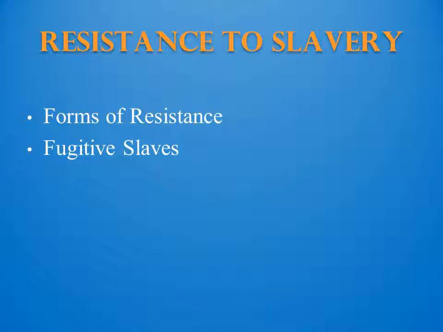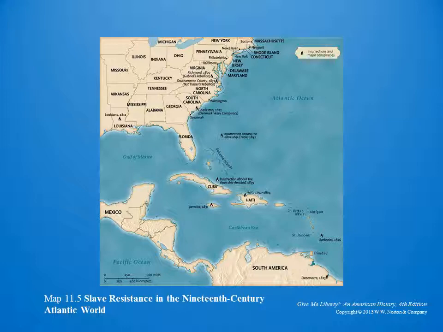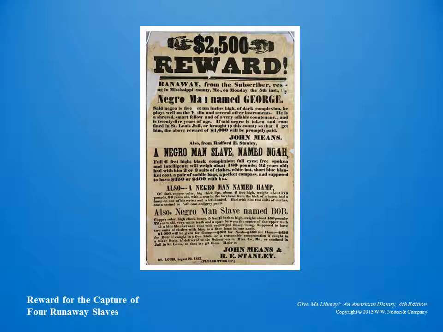There was a very loose organization of sympathetic black and white abolitionists that organized the Underground Railroad and helped slaves to run away. You can see here a map of slave resistance in the 19th century in the Atlantic world. Instances of slave resistance occurred throughout the entire Western Hemisphere, both on land and at sea. And it shows the location on this map of the major events that happened in the 19th century. You can see on this next slide a typical reward for the capture of a runaway slave.